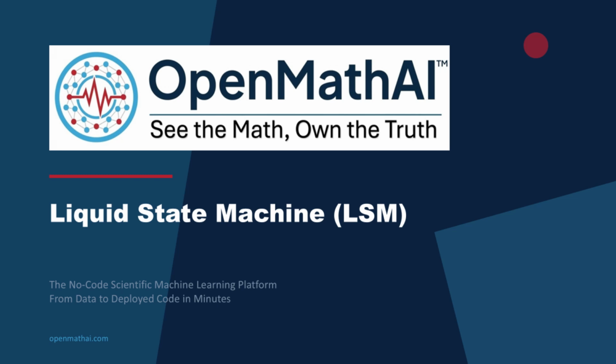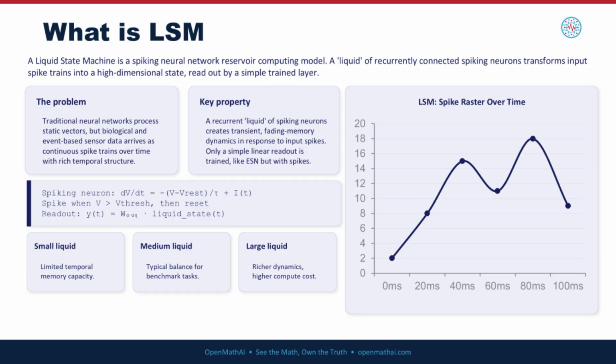In this video, we are going to learn about the liquid state machine using OpenMathAI. So, let's get started. What is a liquid state machine? A liquid state machine is a type of spiking neural network used for temporal data processing, pattern recognition, and prediction, unlike traditional neural networks, which process continuous numerical values directly. An LSM processes information through spike-based neuron activity.